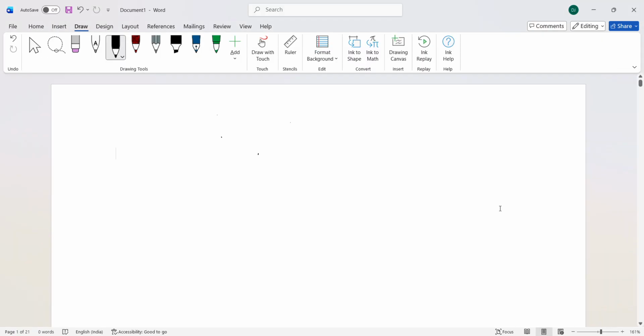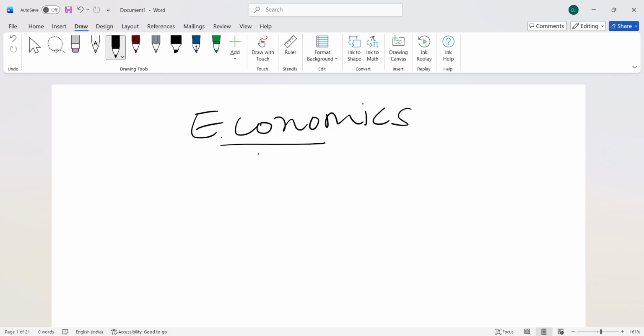So before we go into this, since we are doing economics, let's just understand what we understand by economics. So economics is basically a study of how society manages its scarce resources. Now that's very important, a very, very important word.